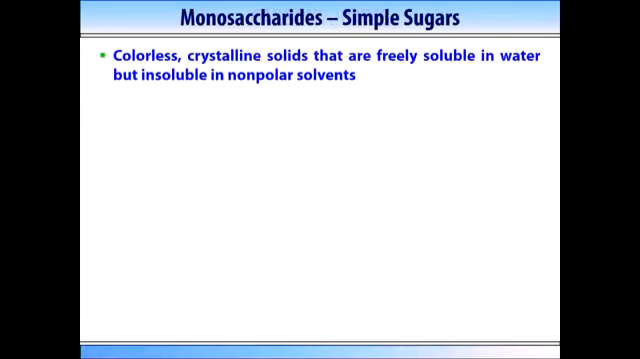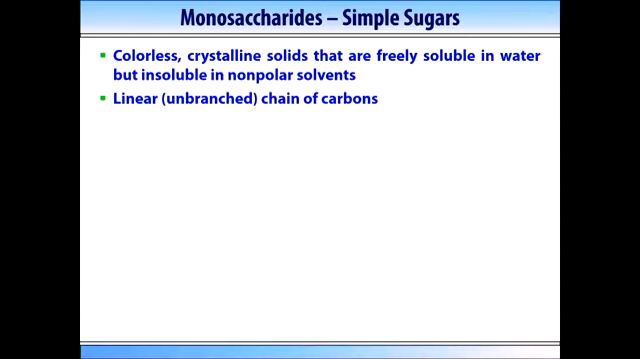Okay, so what are the physical properties? Each of you, well, maybe not everyone, but many of you eat sugar every day, right? So we know what it looks like. It's colorless, crystalline solids that are freely soluble in water and insoluble in polar solvents. Most of the different sugars that we will talk about look very similar to each other. Usually they're powders, so they're not liquids or gases.